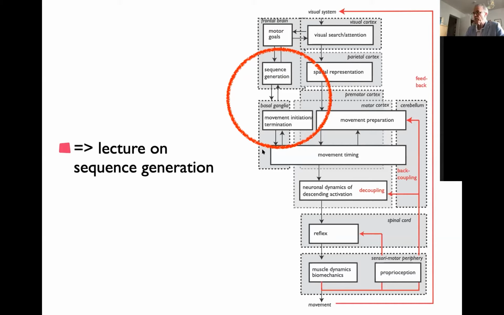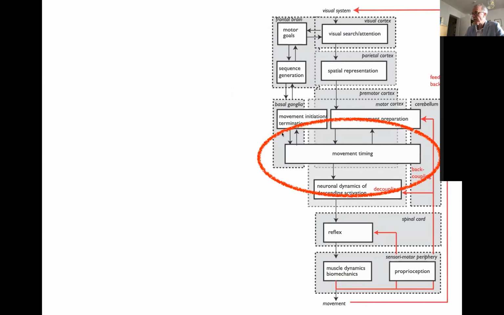Now, once you have initiated the movement, you need to generate the movement in time. We call that movement timing. And that is something that challenges our concepts a little bit, because this would be an occasion where a time course of activation is generated inside the nervous system, not transduced from somewhere else.